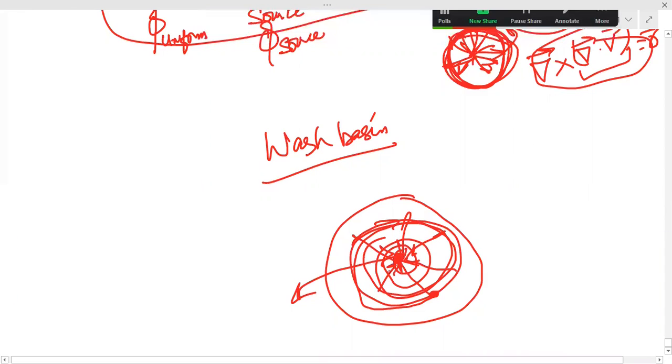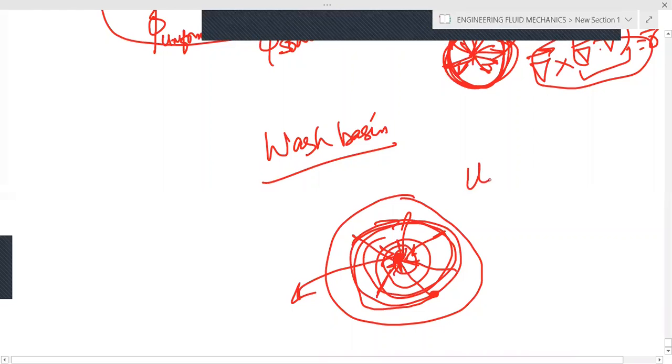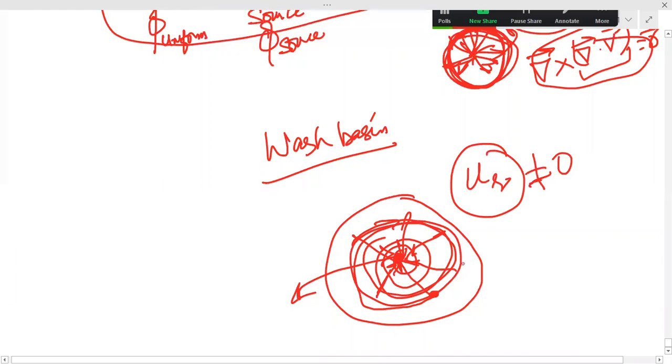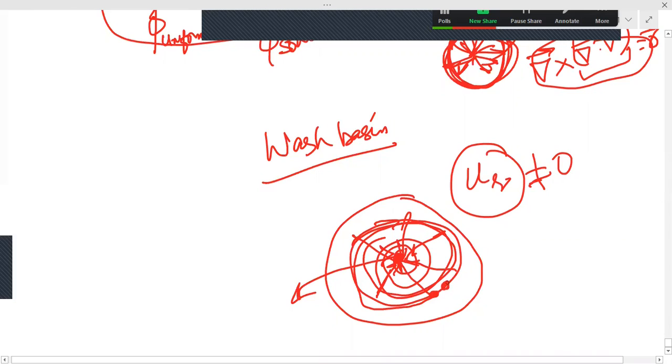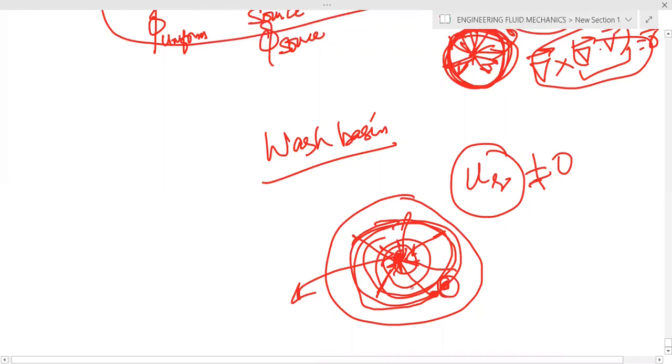Yes sir, it means it has some radial component of velocity. What about if you have a fluid element here, will it rotate about its own axis or not? Have you seen whether it rotates or not? Think about it carefully.